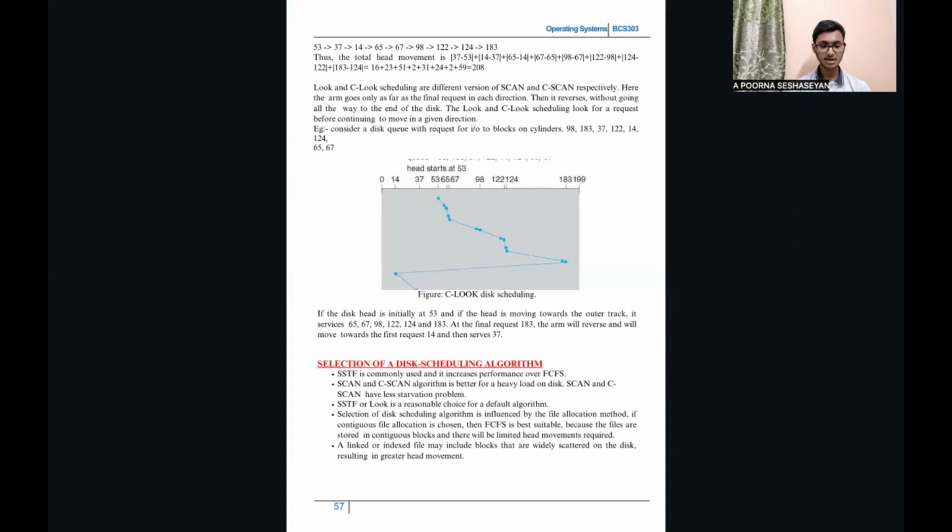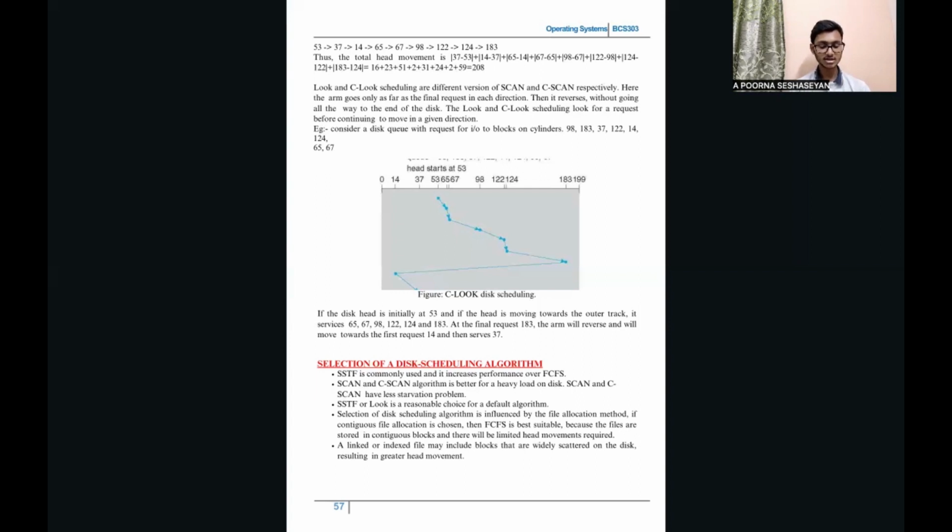So you can see from 53 it goes to 65, from 65 to 67, 67 to 98, 98 to 122, 122 to 124, 124 to 183, and it does not touch 199 because this is C-look and it's not C-scan. This is the only difference between C-scan and C-look. C-scan will even go to 199, whereas C-look will only go till the final request, that is 183, and from 183 it will come to 14 and then to 37.